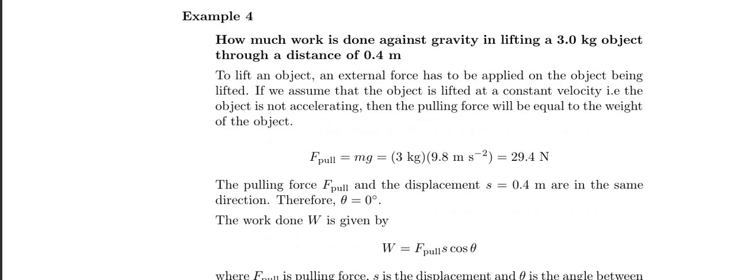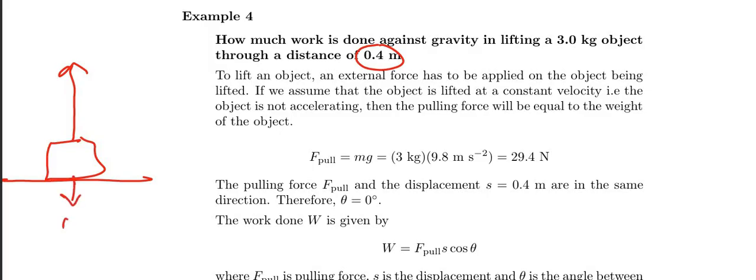So now the next example. Here they're asking how much work is done against gravity in lifting a 3 kg object through a distance of 0.4. That's the height. So you have something down here and you're trying to lift it up. The only force that you're going to be working against is its weight. So weight is equal to mg. Because I don't have a calculator, I'll use 10 as my g. The mass is 3, so 3 times 10, that's going to be 30.